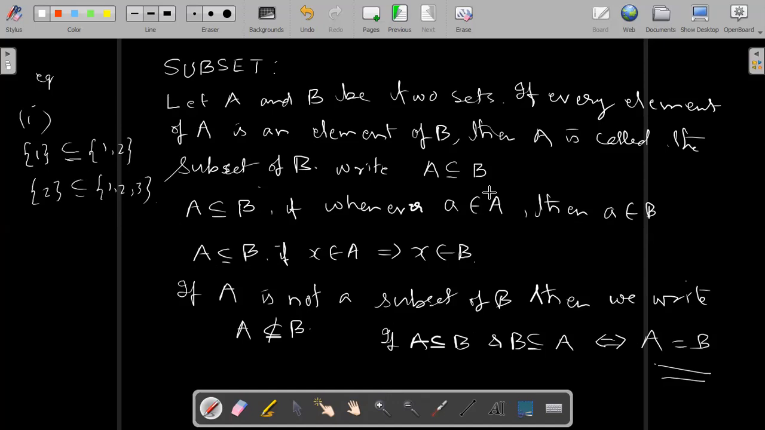Yes, all equal sets are subsets of each other, and vice versa. That is correct, Afra. Okay, so this is all about the subset.